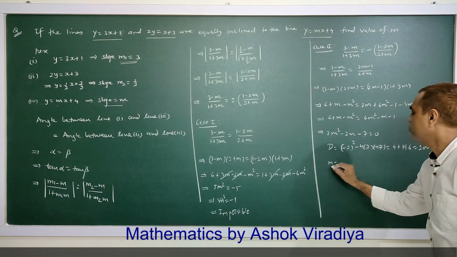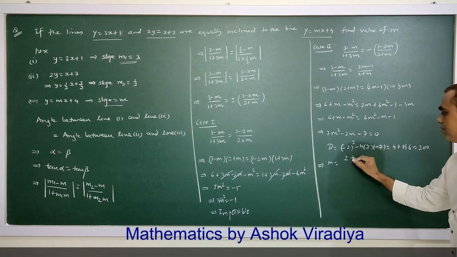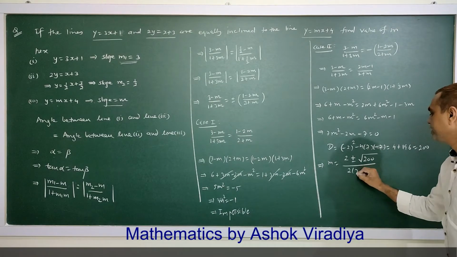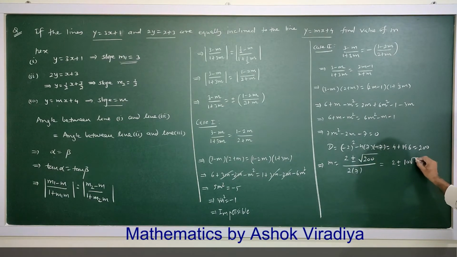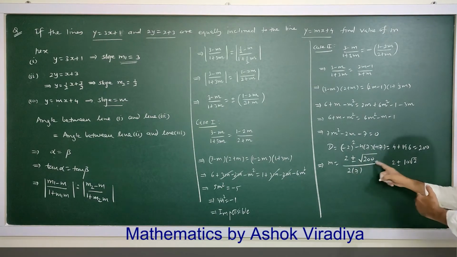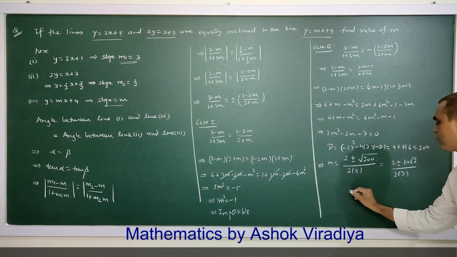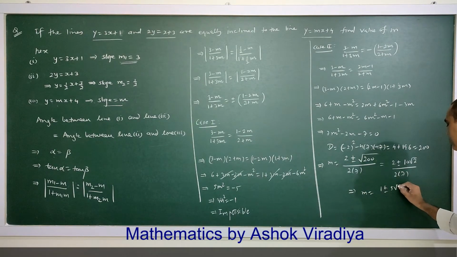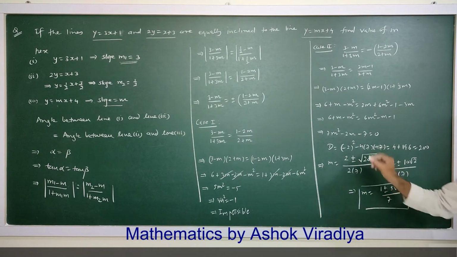So m is equal to minus b plus minus root d upon 2a. So it is 2 plus minus, this is 10 root 2, 100 into 2, the square root of 100 is 10, upon 2 into 7. So therefore m is equal to 1 plus minus 5 root 2 upon 7. So these are the values of m.